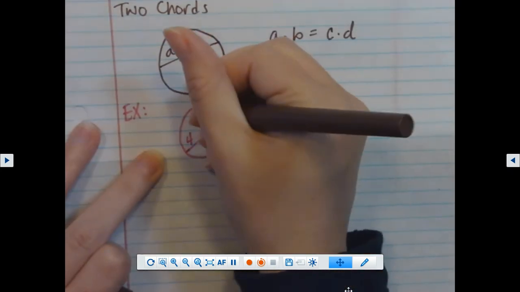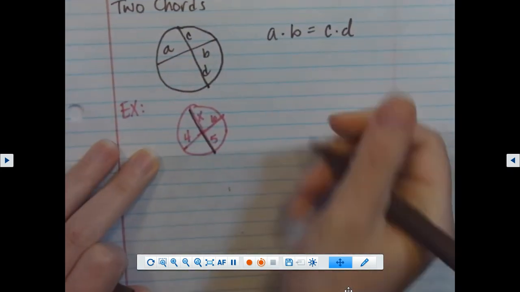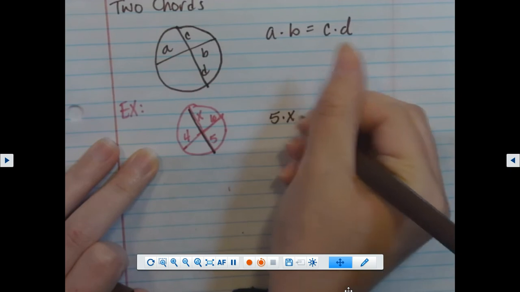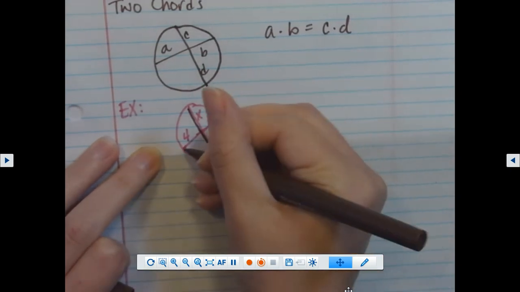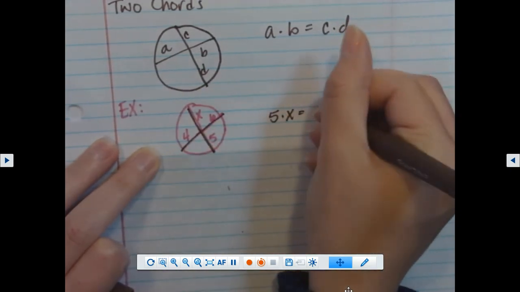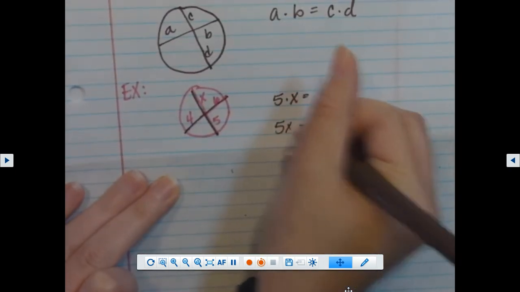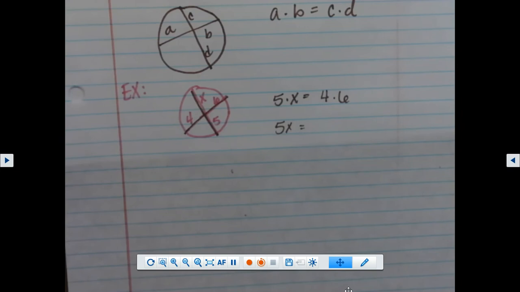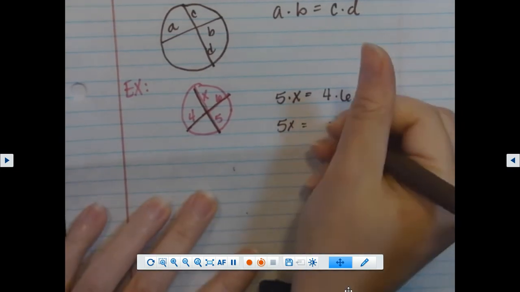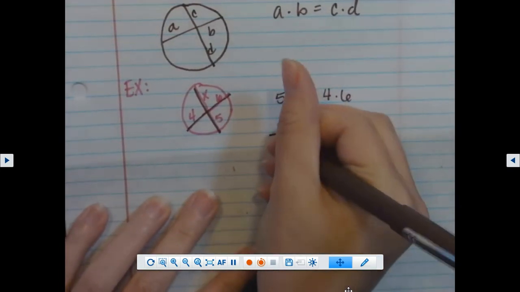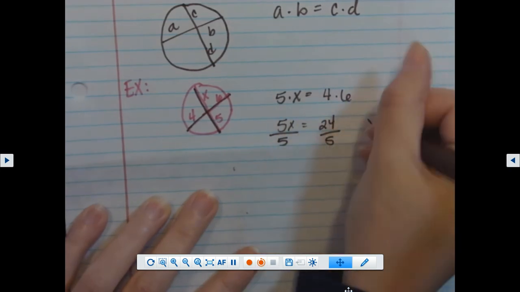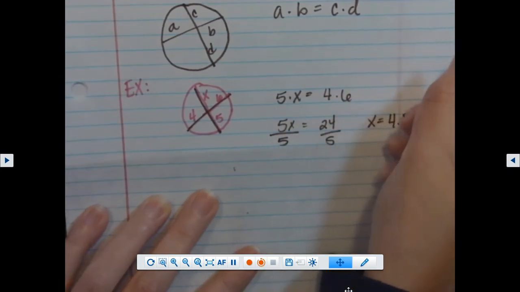So this is one chord. I'm going to do 5 times X. This is the other chord. I'm going to do 4 times 6. 4 times 6 is 24. Divide by 5. You get x equals 4.8.